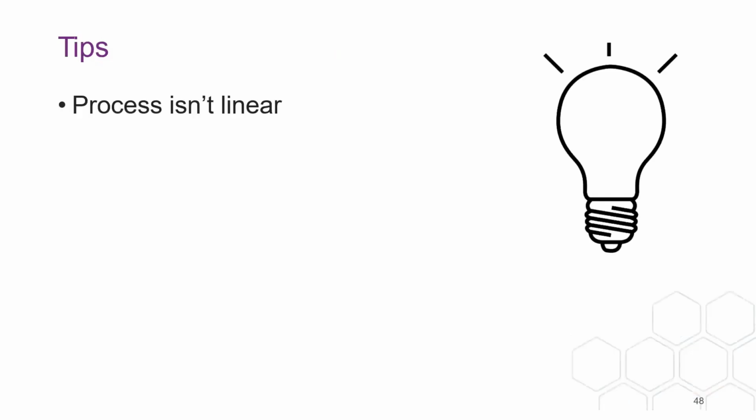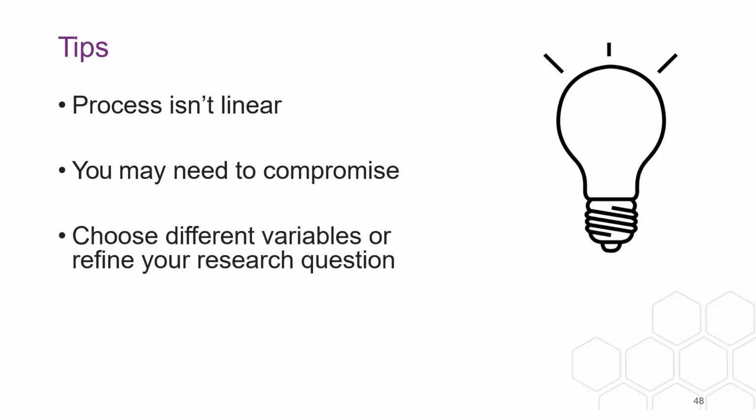And finally, it's important to remember that this process isn't linear. You may need to go back and forth and realign your question with the available data, or compromise if the perfect data set isn't available, or choose different variables. And this is all part of secondary analysis.